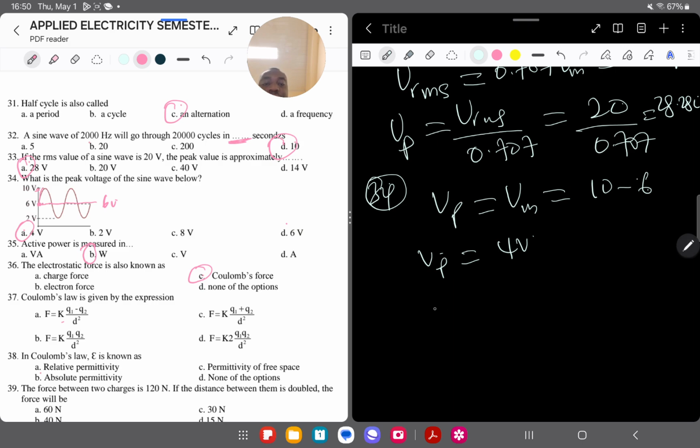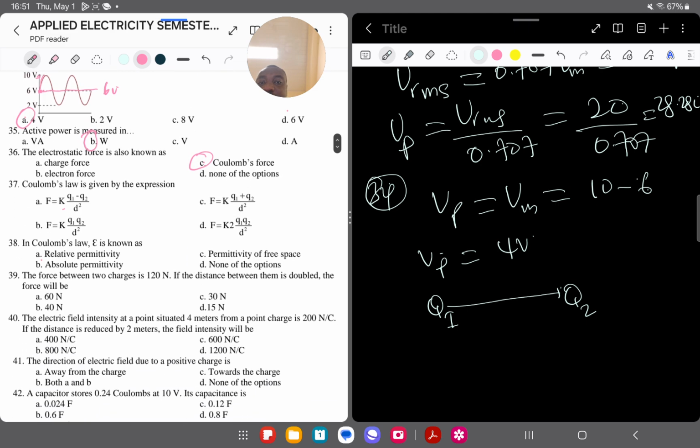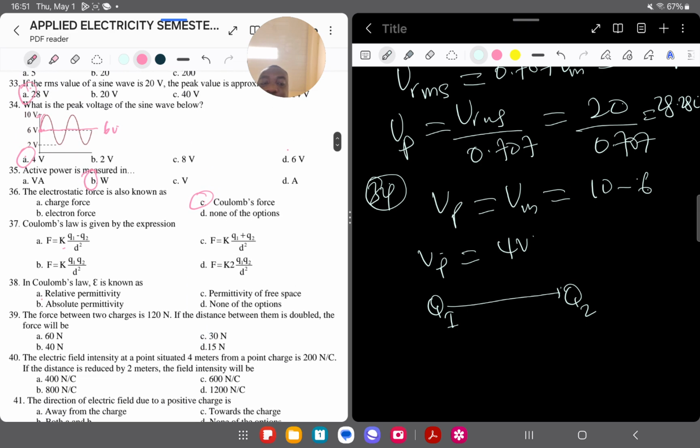Let's say I have charge 1 and then charge 2, right? We want to find the force, right? That's what we refer to as the electrostatic force, which is the same as Coulomb's force, because it's Coulomb's law that gives us the force, right? So we have question 36. The answer is C. Now let's move to question 37.